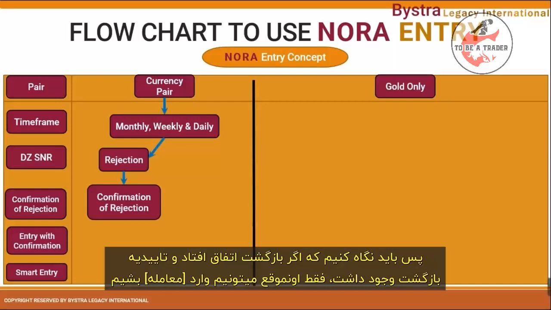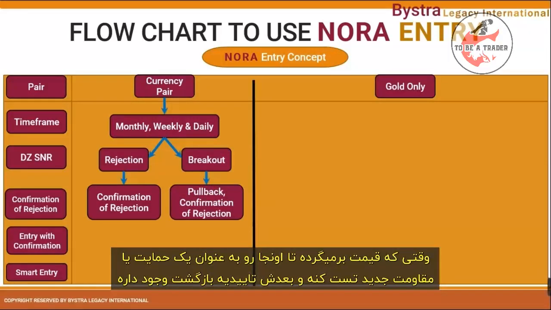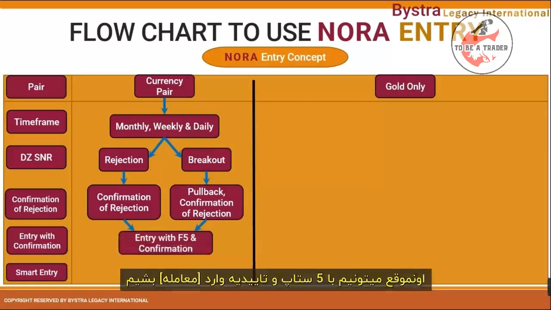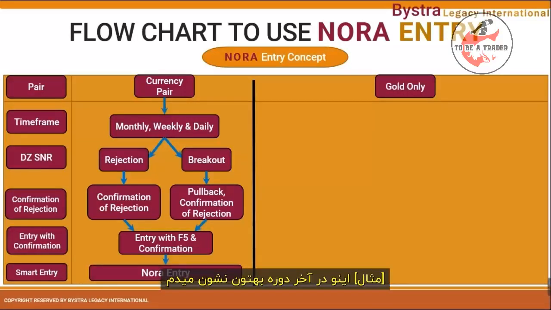So we have to look if there is rejection and there is confirmation of rejection, then only we can entry. Same goes when the price did a breakout and a pullback. When the price comes back to test as a new support or resistance, then there is a confirmation of rejection. We are then able to entry with the F5 setup and with the confirmation. Now the next thing about Nora entry is that we will move into a much smaller time frame for how we can entry. I will show you this one at the end of the course.